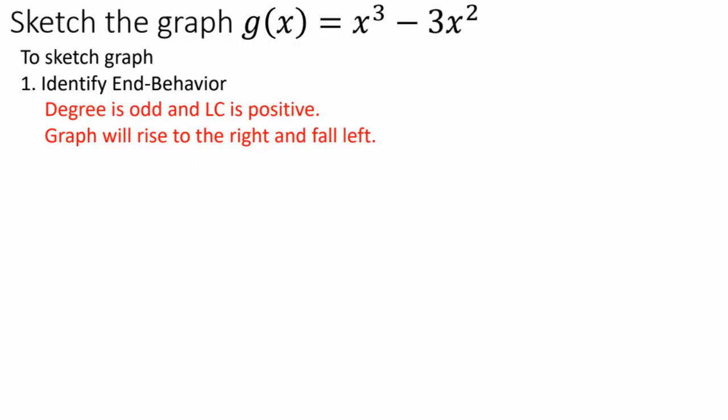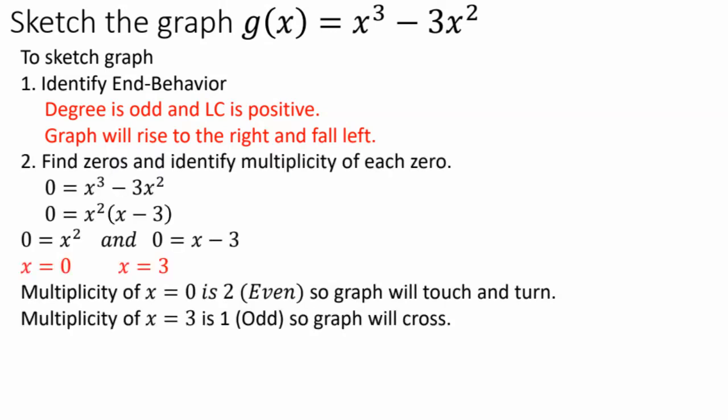So first, I see that I have an odd function, and this odd function has a leading coefficient of +1. So that means that my graph will rise on the right and fall on the left. Yes, so that's the end behavior.